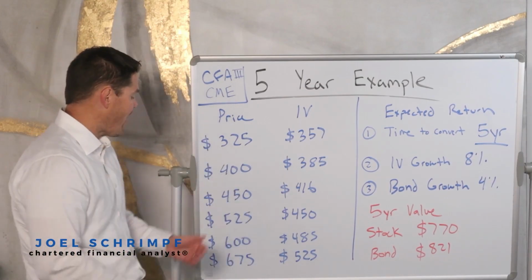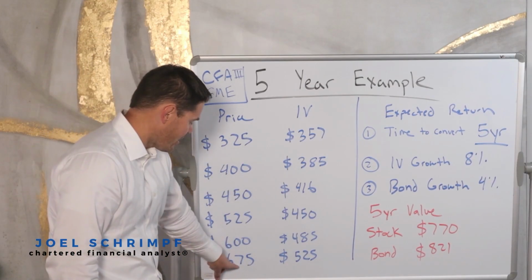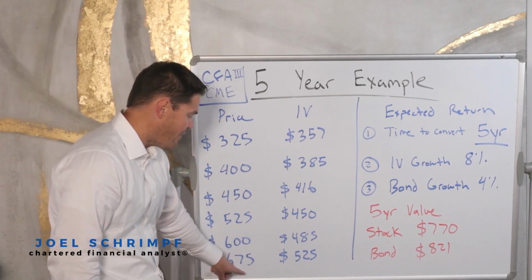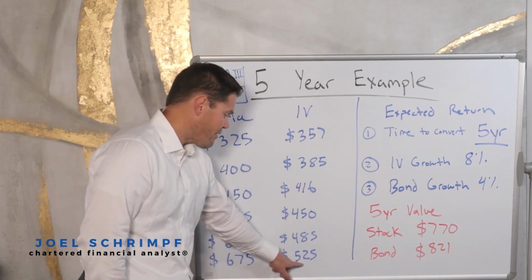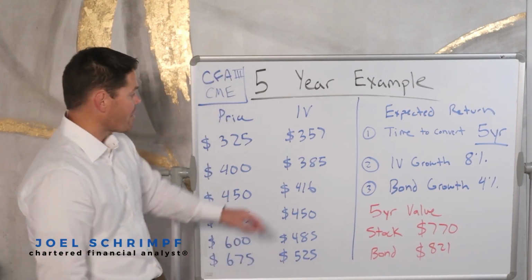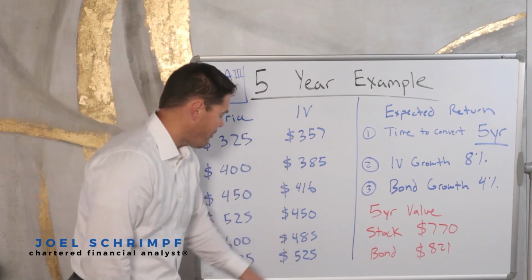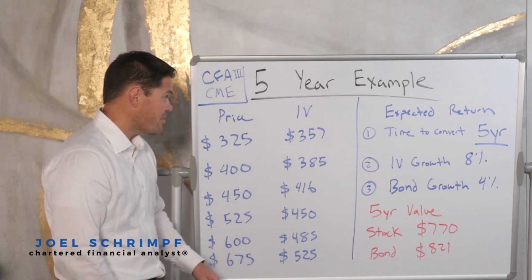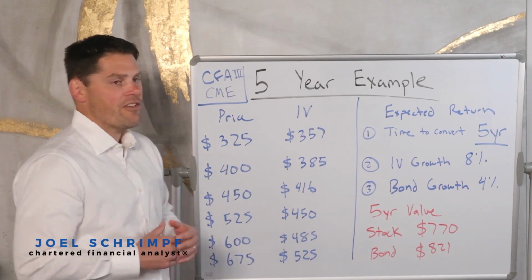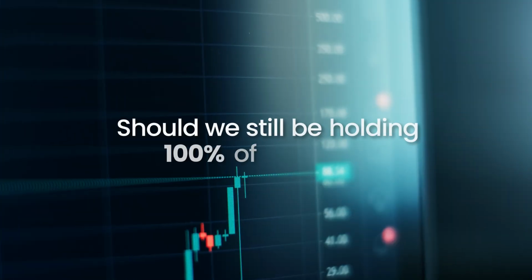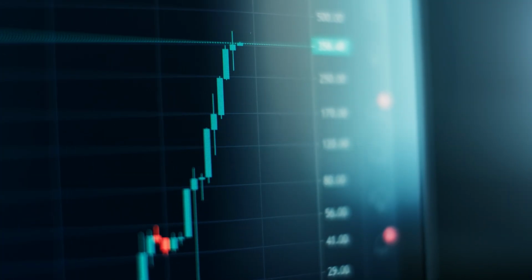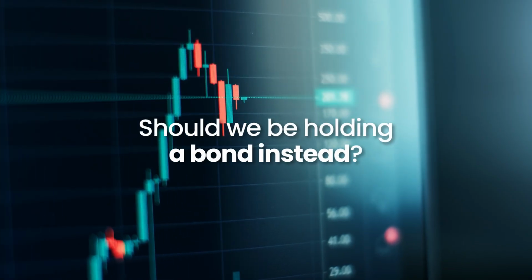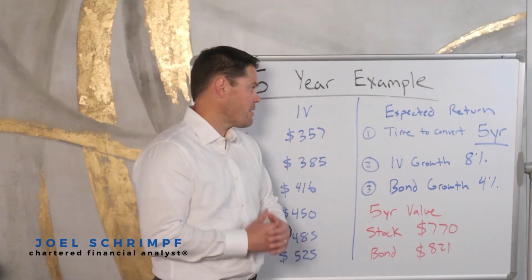And at the end of the 5 years, the stock price is $675, but the company is only $525. Now the company did grow a lot. The company grew from $357 to $525. It just didn't grow as much as the stock price. So now we would need to understand, well, what should we do? Should we still be holding 100% of the stock? Should we be holding maybe a bond instead? So let's look at what the expected return is.